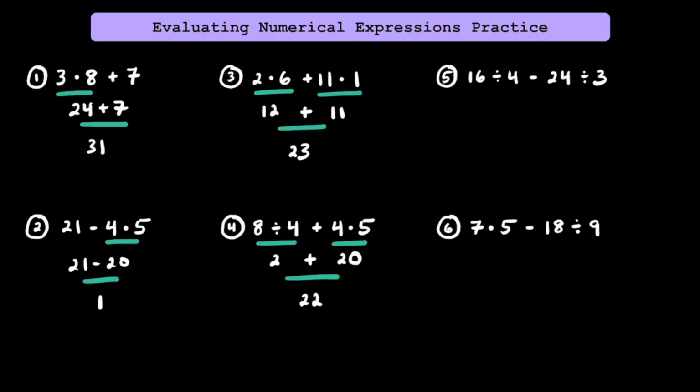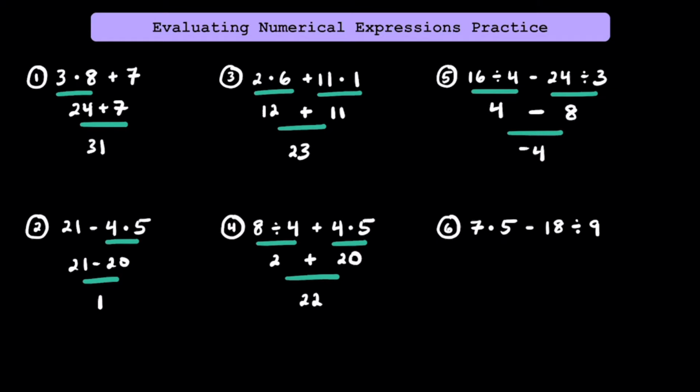In number 5, we have 16 divided by 4 minus 24 divided by 3. Starting with the division on the left, 16 divided by 4 equals 4. And then dividing on the right, 24 divided by 3 equals 8. And subtracting 8 from 4, we're going to get a negative answer of negative 4.